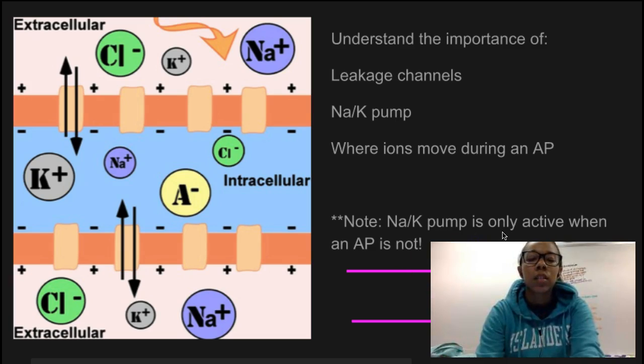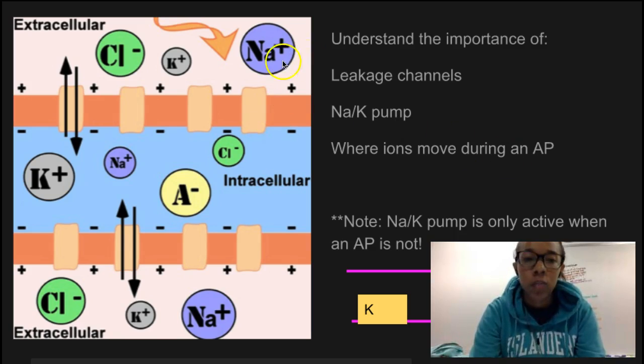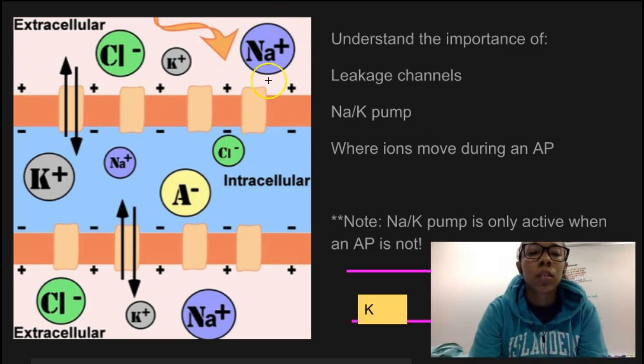Your Na is primarily located on the outside of the cell, as well as your chlorine. The picture on the left also says that, but I'm just drawing it out to help you guys out. On the inside, you're going to have your potassium and your negative anion. That's the best thing you could do, because then you can understand where your ions are going to flow during an action potential. I'm going to explain the picture, even though it's the same thing.